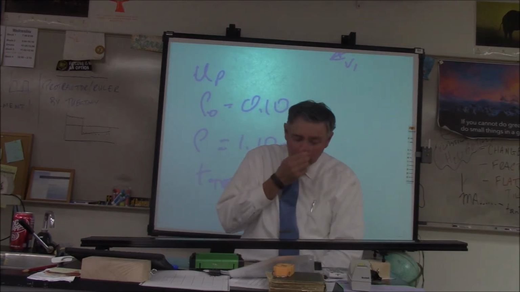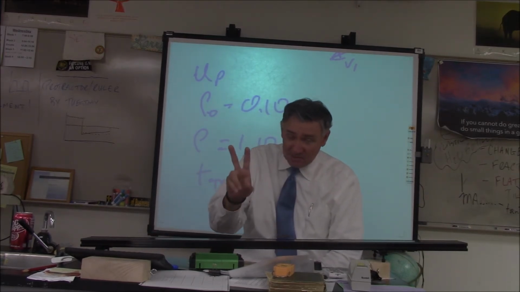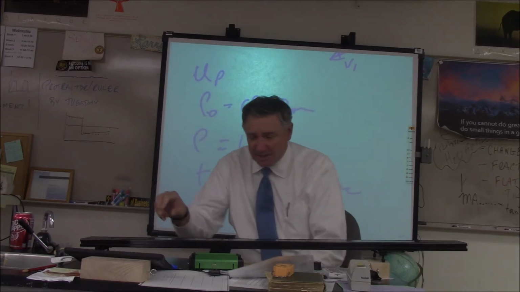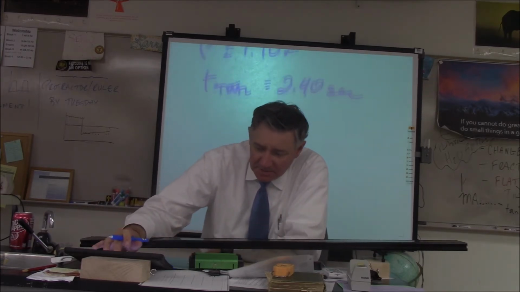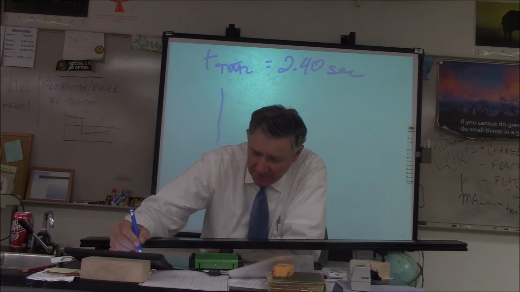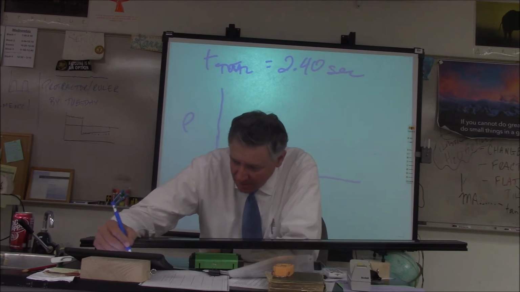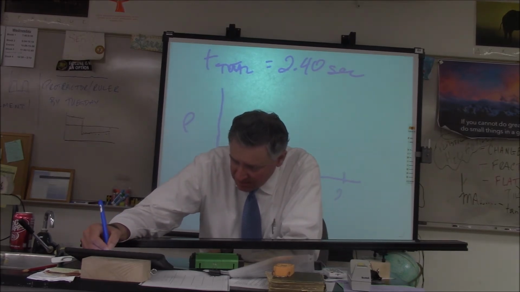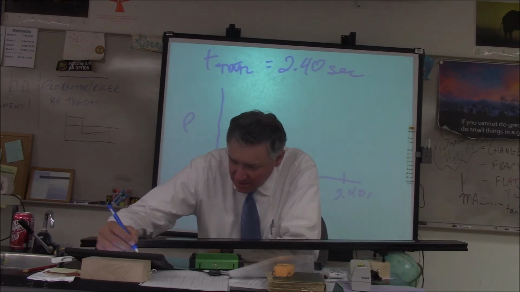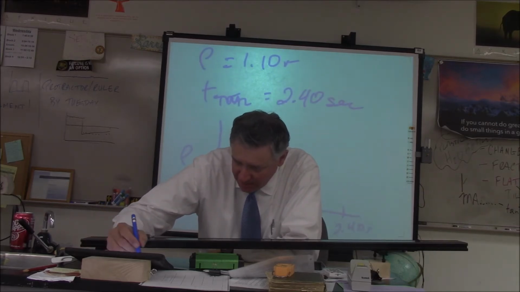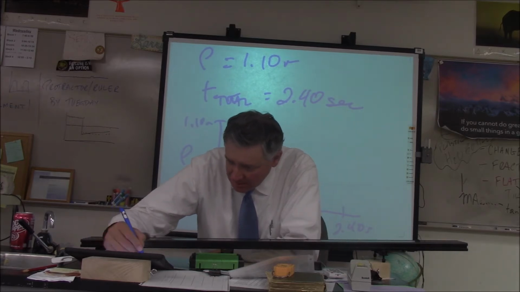Now, you're going to draw two graphs. You're going to draw a position time graph and you're going to draw a velocity time graph. So let's talk about the position time graph. And I'm going to give you three different options for the position time graph. So this is going to be 1.20 seconds, and that's going to be 2.40 seconds. And we're going to end up out here at like 1.10 meters. So I'm going to give you three different options on this graph.